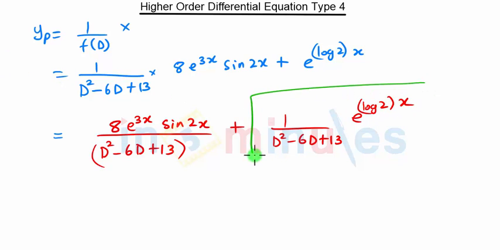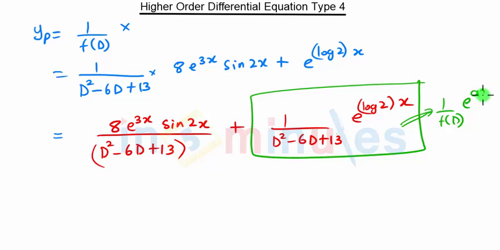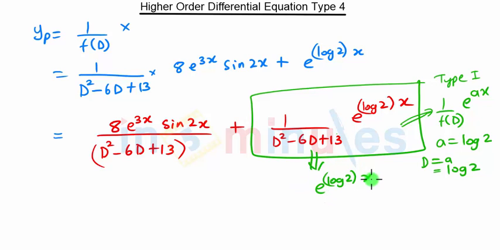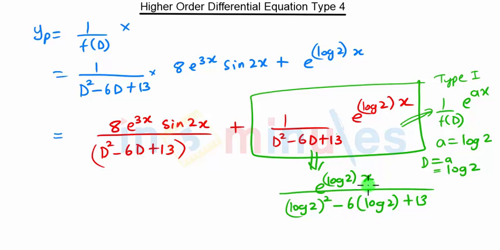First we will solve this part. This part is equivalent to 1 upon f(D) e raised to ax. In our case, a is nothing but log of 2. This is of type 1, so whenever we have type 1, we replace D by a. In this case, we are going to replace D by log of 2. So this expression will become e raised to log of 2 into x, which will remain as it is, and D will be replaced by log 2. So this will become log 2 squared minus 6 into log 2 plus 13, and this numerator is nothing but equivalent to 2 raised to x.